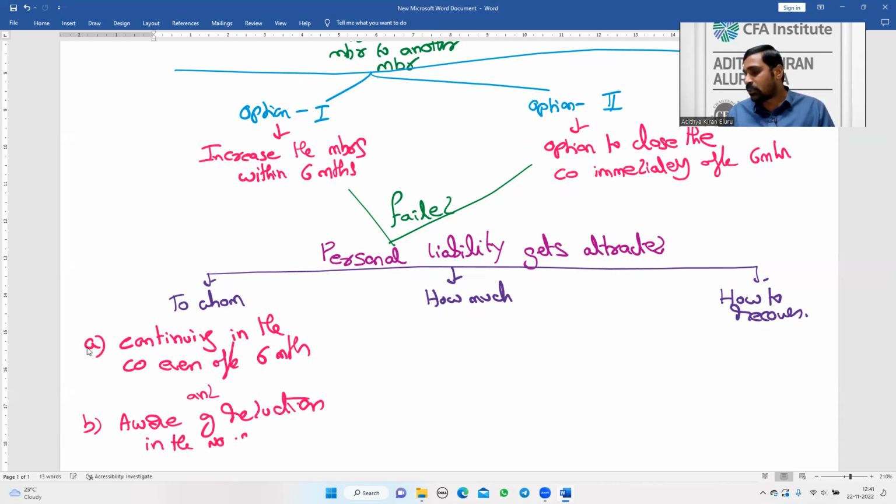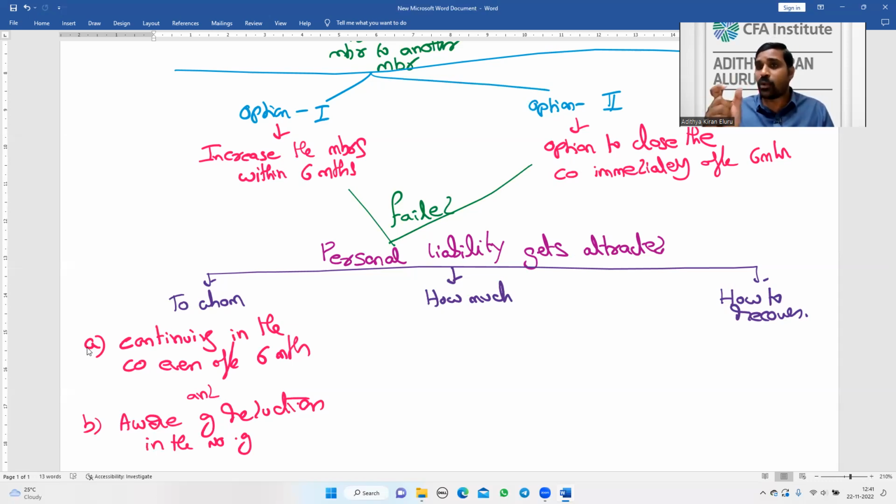A member who satisfies these two conditions, for him personal liability will arise. A member is continuing in the company even after 6 months, and that too he is aware of the reduction. Even if one condition fails, then he can escape. Either he should leave the company before 6 months, or even if he's staying in the company even after 6 months, at least he has to prove that he is not aware of the reduction in the number of members.